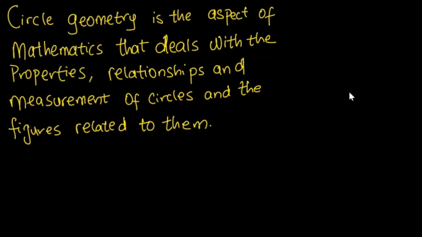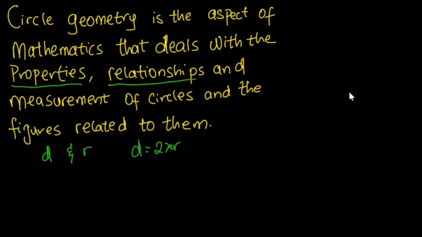Just to further buttress our point, circle geometry is the aspect of mathematics that deals with the properties. So in circle geometry, we are studying certain properties. What are those properties? Properties like the circumference of a circle, the radius of a circle, the diameter of a circle, and so on and so forth. And also we are studying the relationship between these properties. For example, there's a relationship between the diameter of a circle, d, and the radius. And what is the relationship? Diameter is 2 times the radius. So 2 times the radius will give us the diameter.